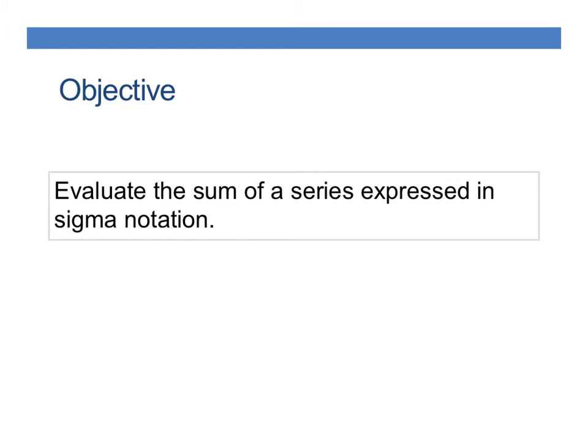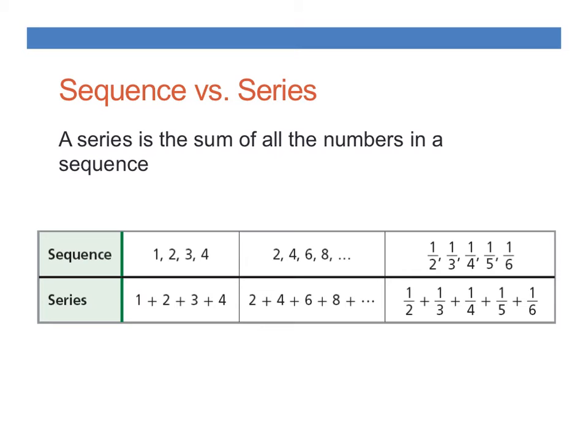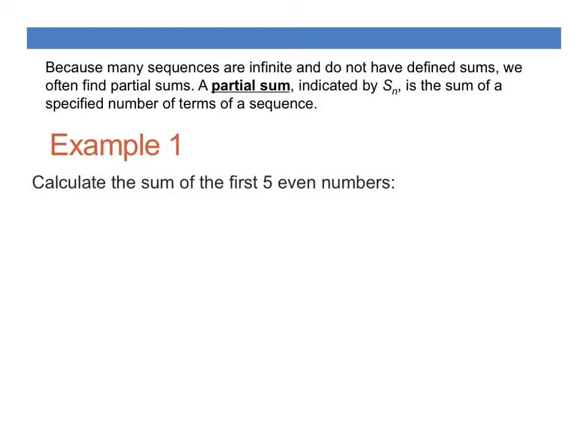Objective: evaluate the sum of a series expressed in sigma notation. Sequence versus series. A series is the sum of all the numbers in a sequence. Because many sequences are infinite and do not have defined sums, we often find partial sums. And a partial sum, which is indicated by S sub n, is the sum of a specified number of terms of a sequence.